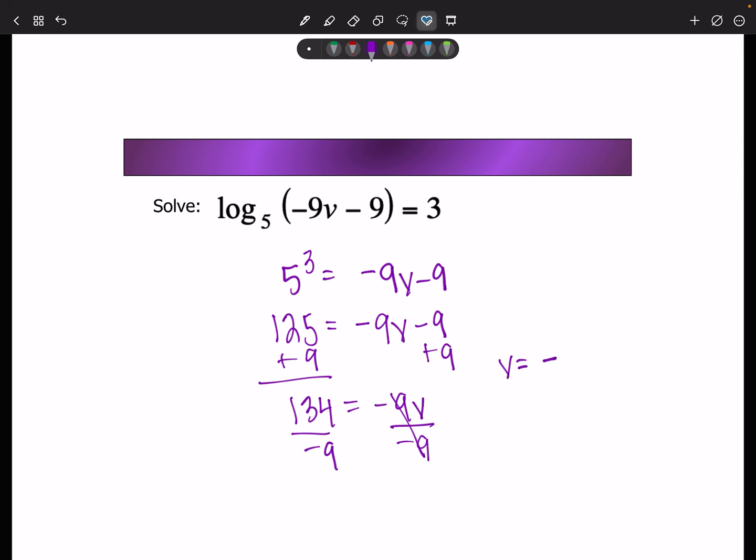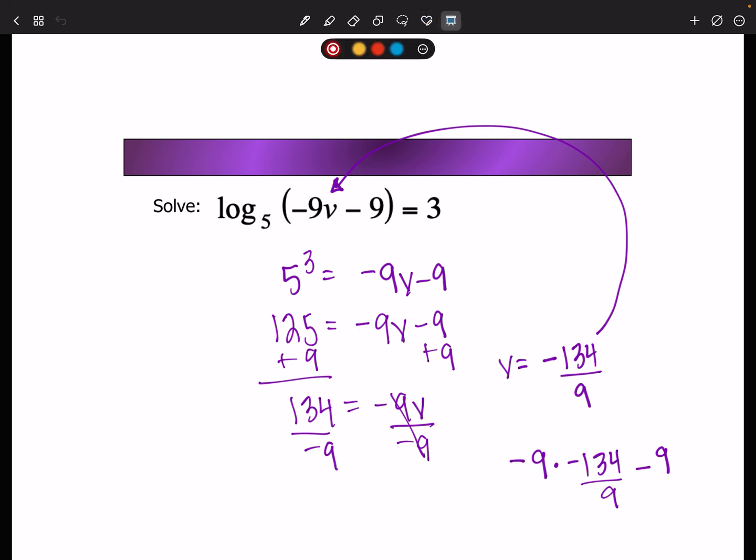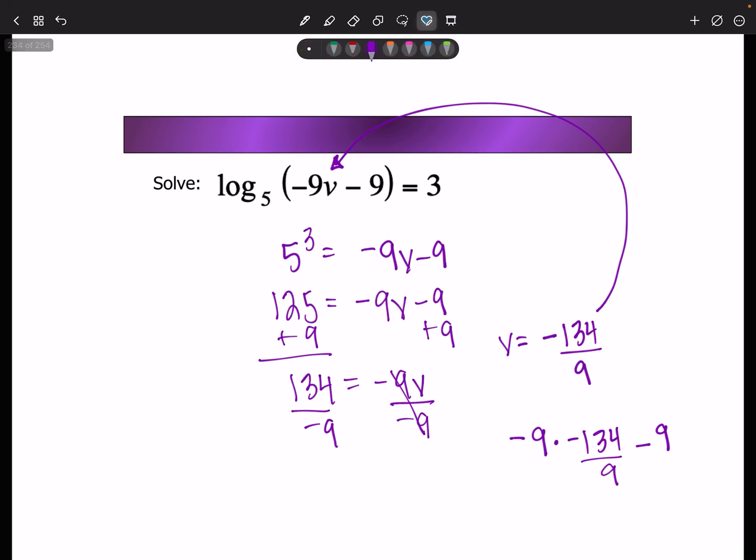I get a negative number. And I think it's just negative 134 divided by 9. Actually, I'm going to plug it back in because it doesn't simplify. Negative 9 times negative 134 over 9 minus 9. So the negative times the negative is going to become a positive. And the 9's cancel out. So I have positive 134 minus 9. That's 125.